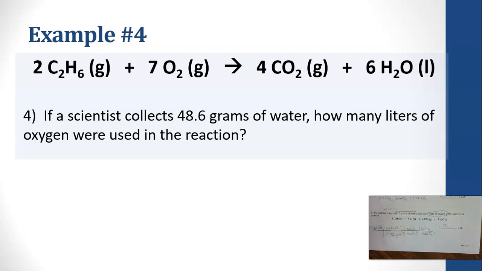liters of oxygen. So if you need help with this, go see a teacher, but this should be old news to you. You guys have already learned gas stoichiometry, so this should be a gimme. Good luck. See you soon.